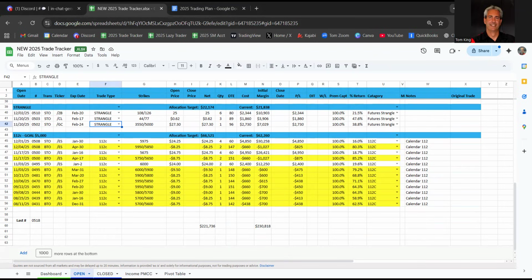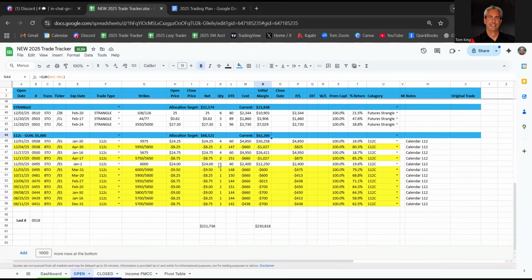So I think you just really take a look at what you have. So let's look at the 112s down here. Again, 66,000 is the allocation, and we're at 62,000 right now.